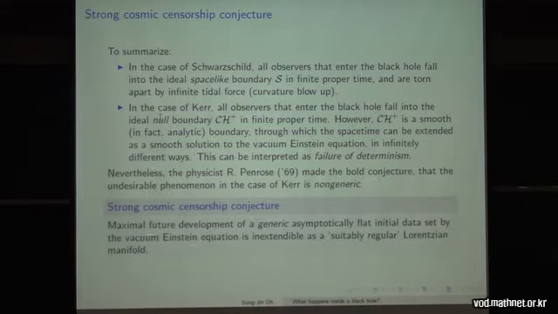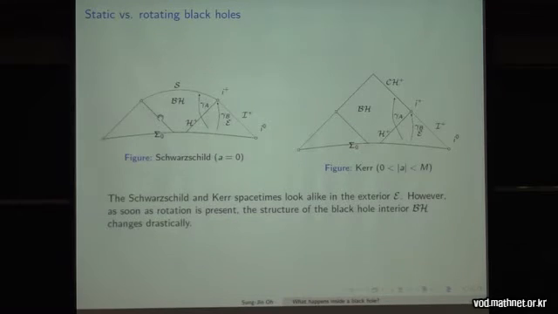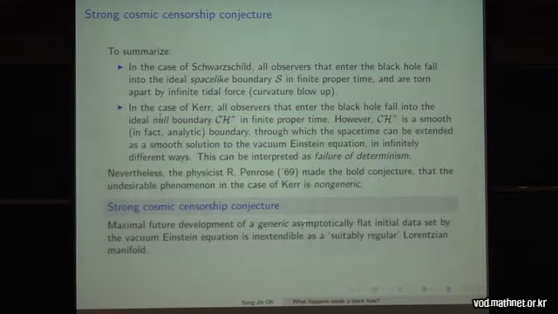Okay, so this is a mathematical formulation of it: maximal future development of generic... Okay, generic. So some special counterexamples may exist, and it does exist. It's the Kerr space-time. But if you consider generic asymptotically flat initial data, then it should be inextendable as a suitably regular Lorentzian manifold. We'll later discuss what we mean by suitably regular because this will be a very interesting topic. But for the moment, let me proceed.